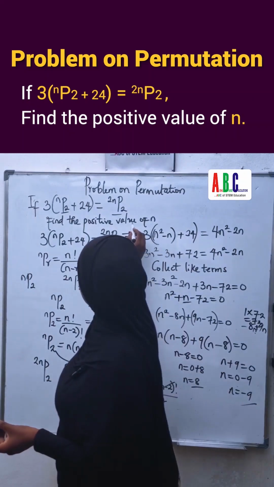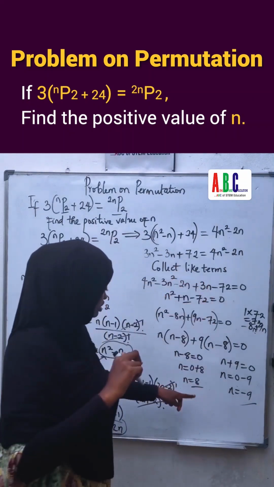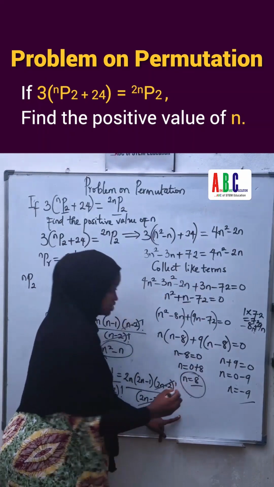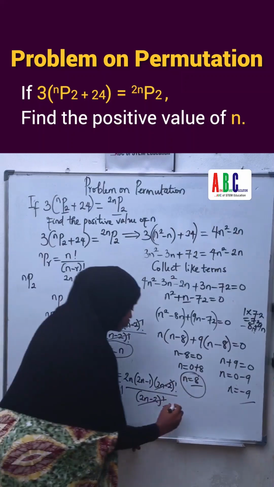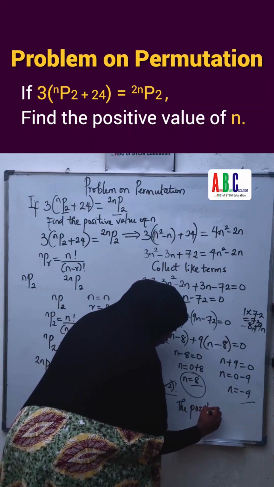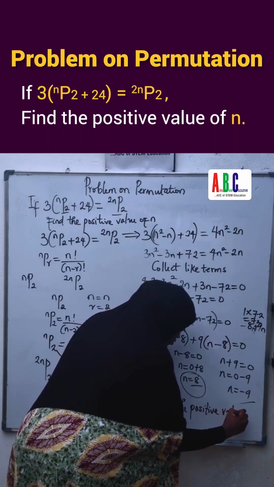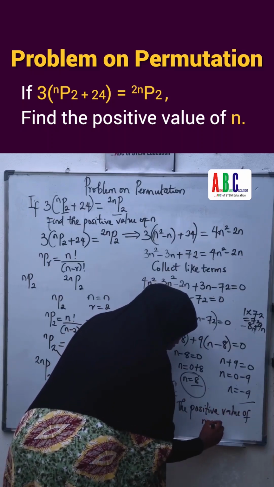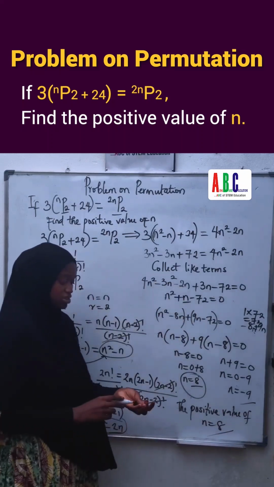But the question says we should find the positive value of n. So that means the positive value of n is 8. Okay. So at the end of the solution, we can say the positive value of n is equal to 8. So this is the final answer.